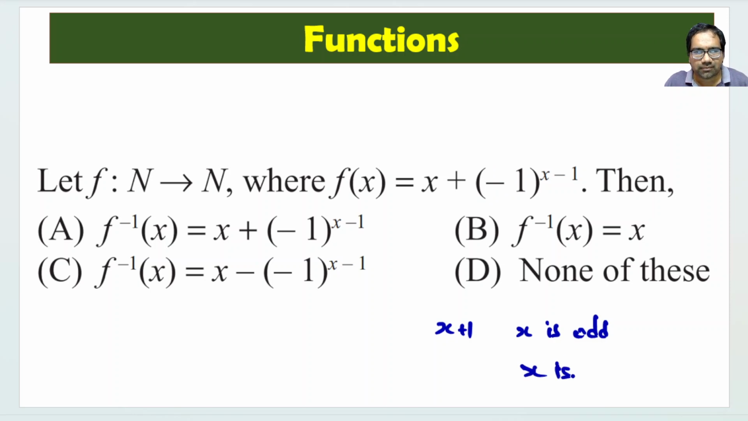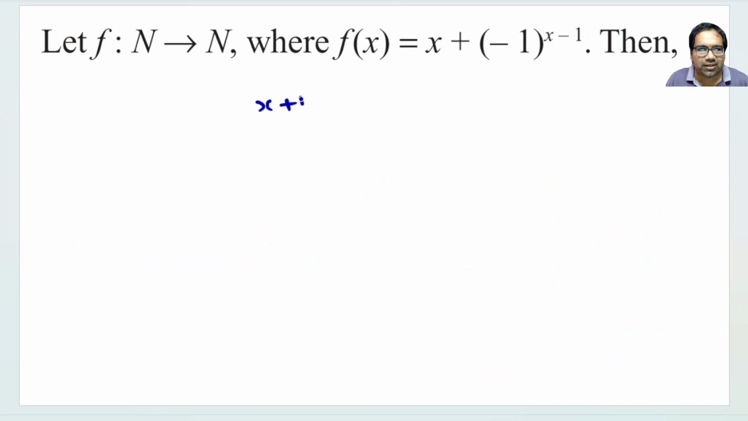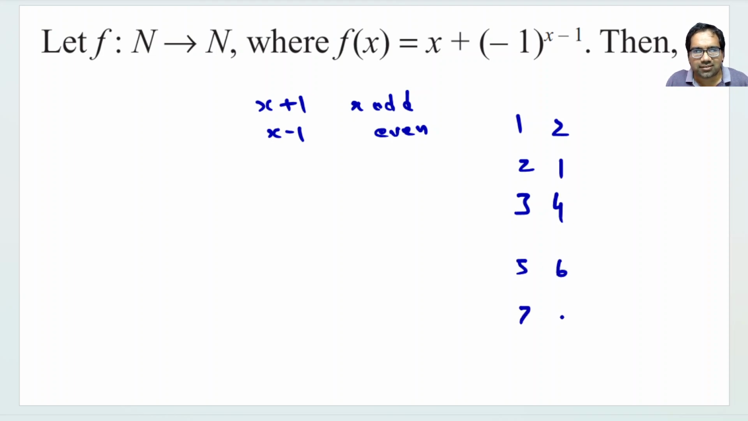Similarly, if x is even, x minus 1 is odd, and minus 1 to the power odd is minus 1. So this becomes x minus 1. So x plus 1 when x is odd, and x minus 1 when x is even. What does that mean? If it is 1, x plus 1 is 2. If it is 2, x minus 1 is 1. Likewise for 3, 5, 7 because these are odd. For 4, 6, 8, because these are even, 4 minus 1 is 3, 6 minus 1 is 5, 8 minus 1 is 7.